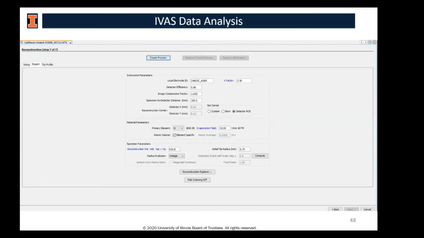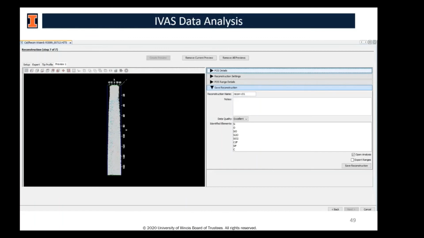The 7th and last step in the creation of the 3D model is the selection of model parameters. Suggested values are given, but may not produce the most accurate reconstruction. Key values are the image compression factor, the major elemental constituent of the sample, and the specimen parameters used to create the radius evolution. The simplest radius evolution is to use the voltage evolution. However, if you have images of the tip from an electron microscope, you can use that information instead.